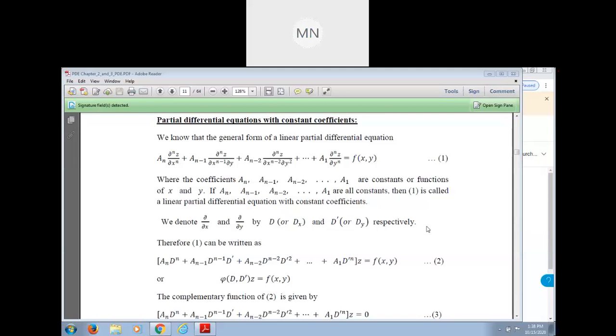When x and y come, remember that in a partial differential equation, x comma y are independent variables, because in the case of a partial differential equation you have at least two independent variables. So we consider x and y as independent variables, and remember that here z is the only dependent variable. Understand?